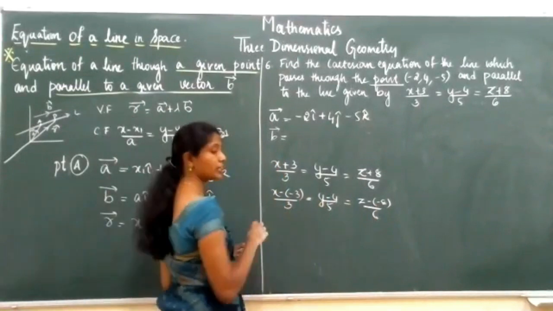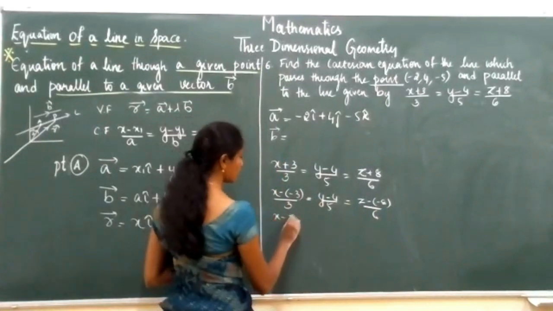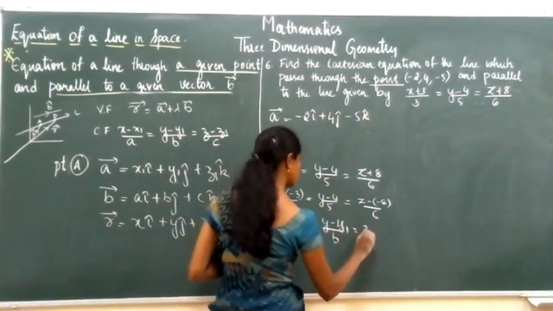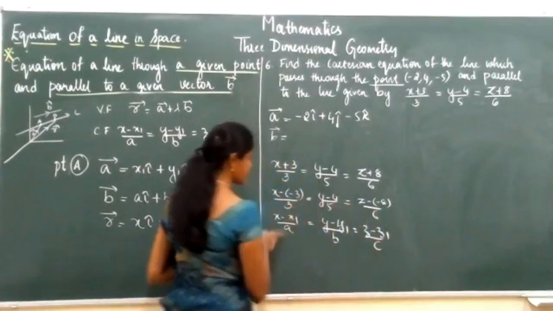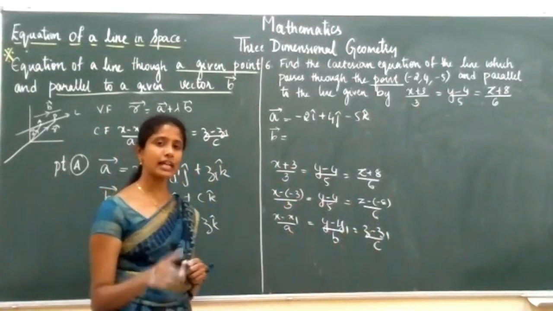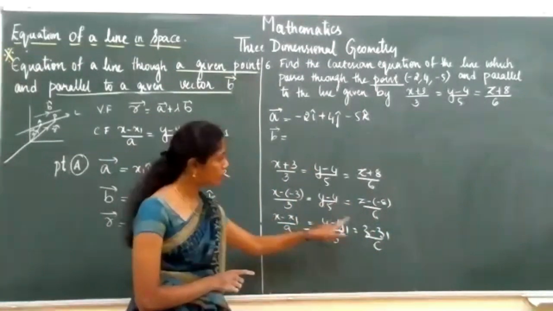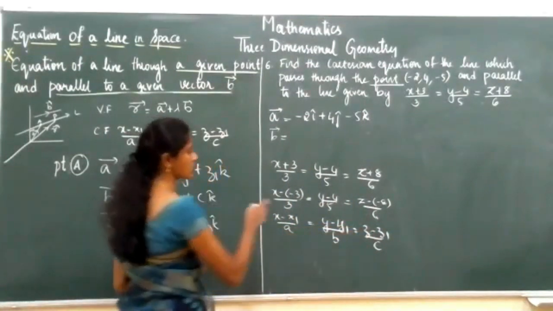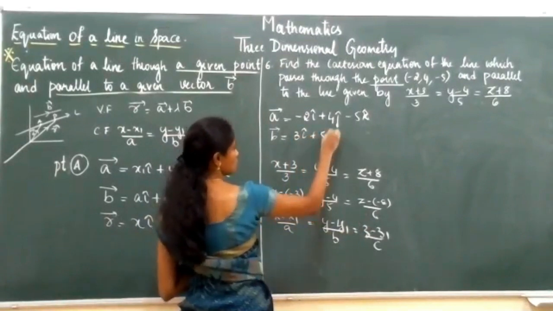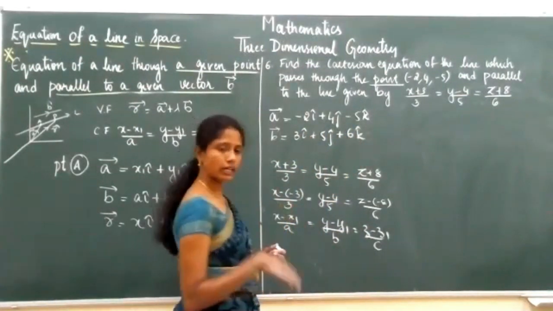From this, again, we need only vector B. Here vector B is given by a i cap plus b j cap plus c k cap. When you compare this with the general form, a, b, c are given by 3, 5 and 6. The value of a is 3, the value of b is 5, the value of c is 6. So from this I can write vector B as 3 i cap plus 5 j cap plus 6 k cap. Now we know vector A and vector B.